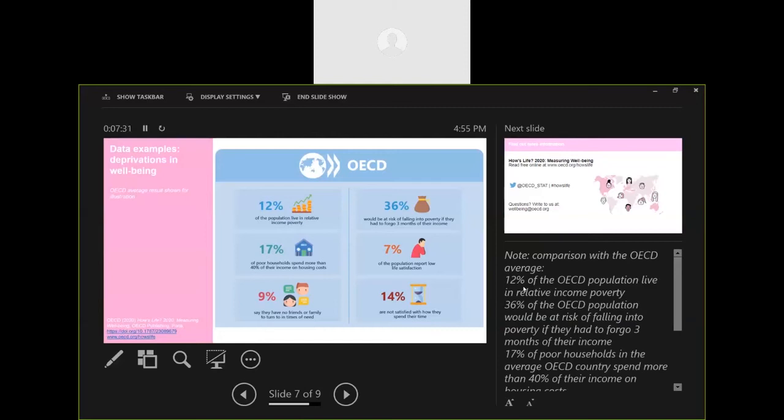This is an example of what I refer to as deprivations in well-being. You can see here the OECD average for a couple of our indicators. So we can see that 12% of the population live in relative income poverty, 7% report really low life satisfaction, and 9% say they have no friends or family to turn to in times of need. And again, you can see all of those indicators for the 41 countries.